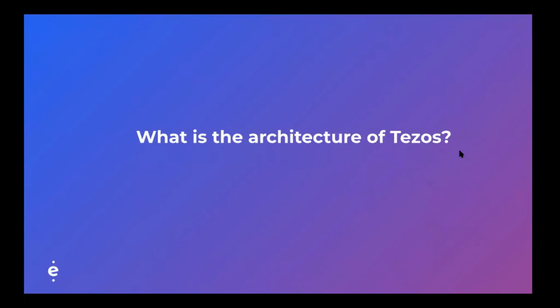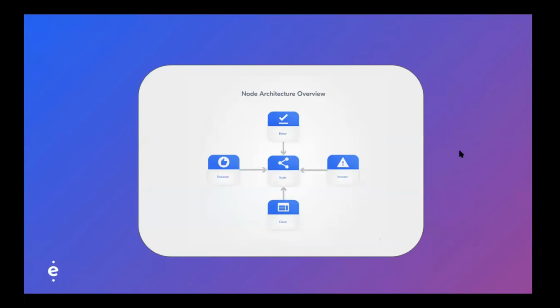Cool. So self-amendment's good and proof of stake's good. But what is the actual architecture of Tezos? What does it actually look like? Well, I think this is a nice way to look at it, which is the baker, the node, the endorser, the accuser, and the client. We're going to look at each of those in turn.